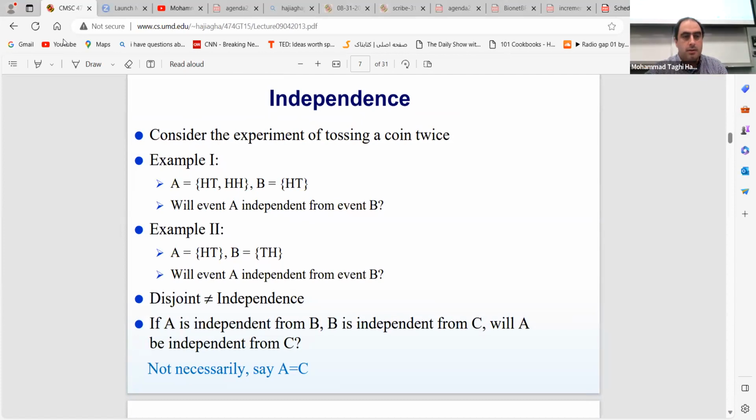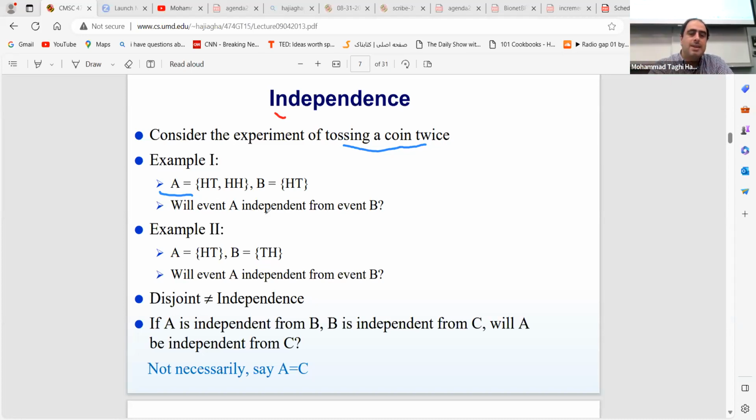Some other interesting things about independence that we are talking about. Independence is quite interesting, and there are some interesting observations here. So consider the experiment of tossing a coin twice. The outcomes can be HH, HT, TH, or TT. Consider the event A, which is HT and HH, and B is equal to HT.